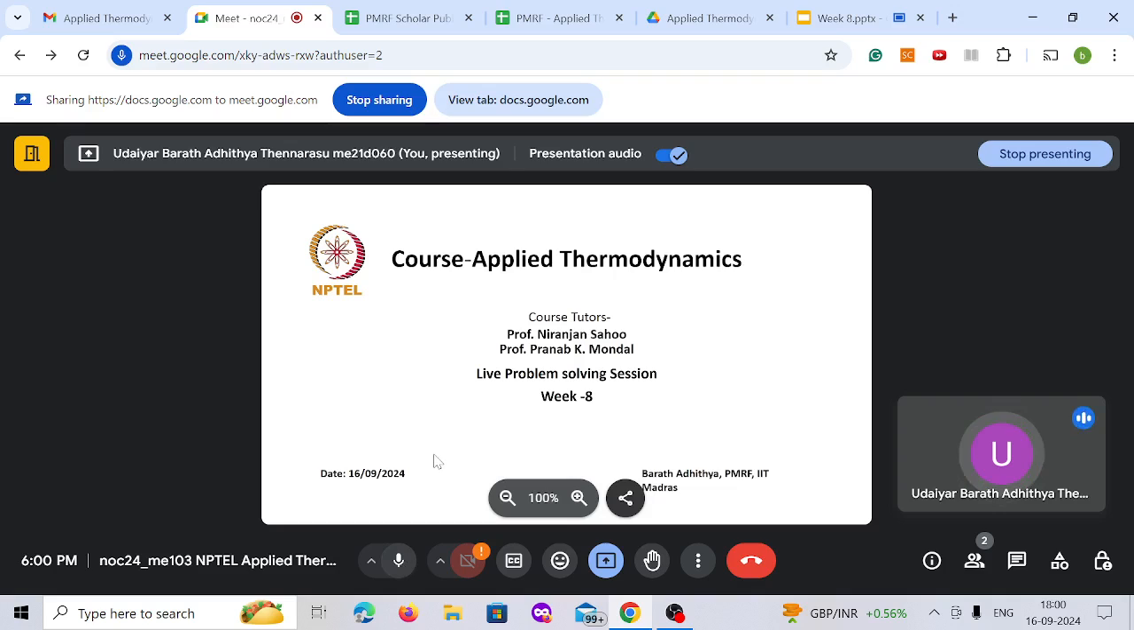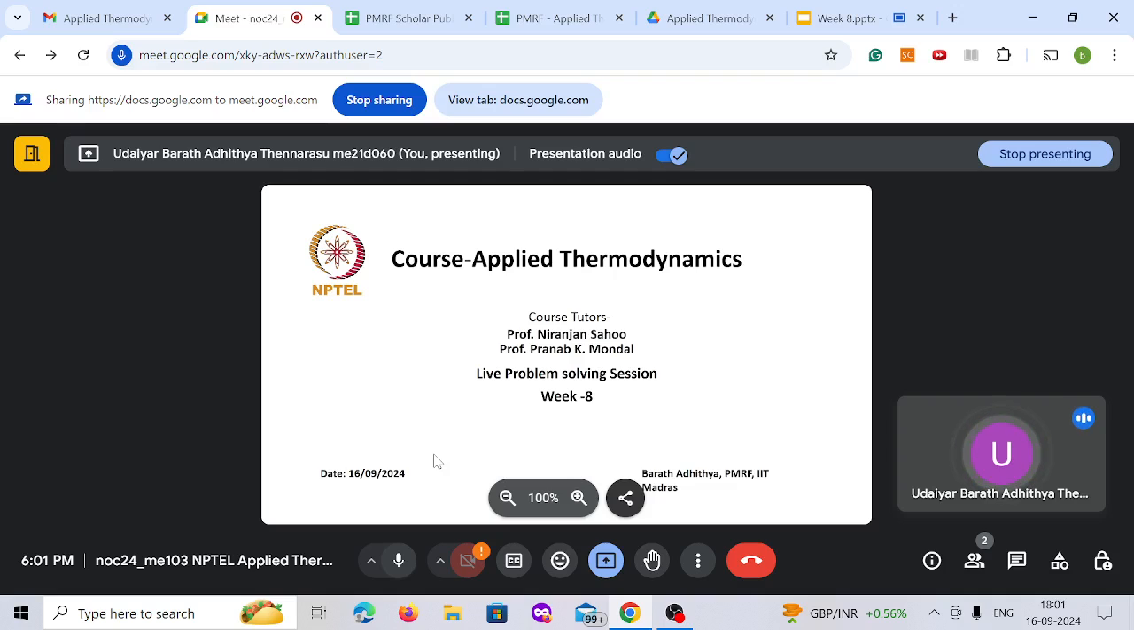This is week 8 of the applied thermodynamics course problem solving session. In the previous weeks, we have covered two types of cycle. One was the vapor power cycle. Before that we also saw the Carnot cycle, how it works. Then we said how Carnot cycle is not practically possible, and we tried to incorporate it into a two-phase dome, and we tried doing a vapor power cycle.